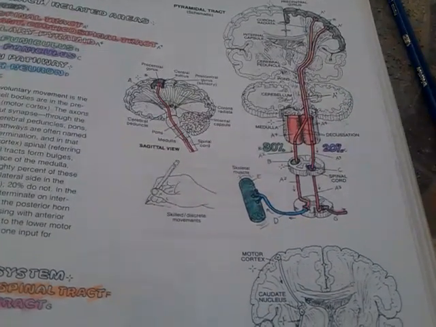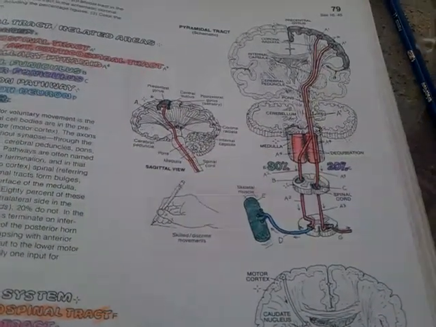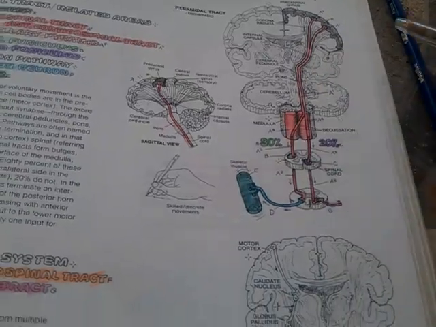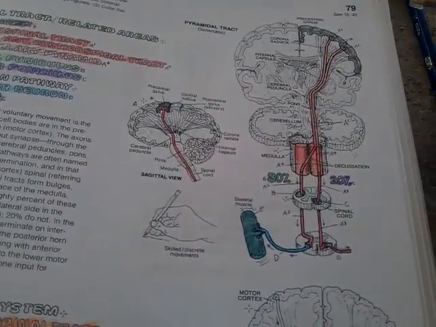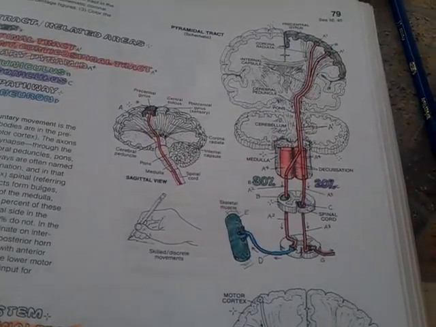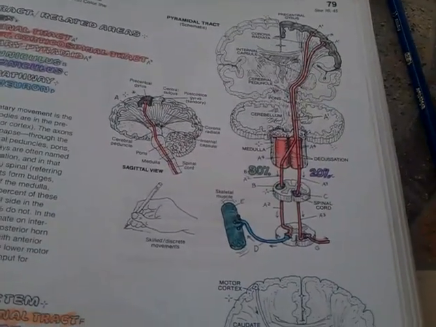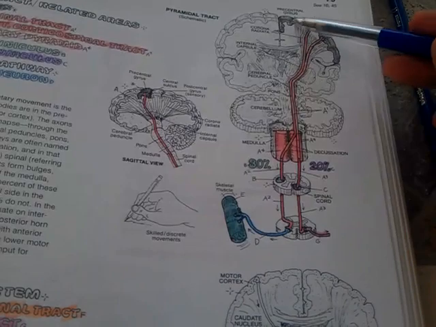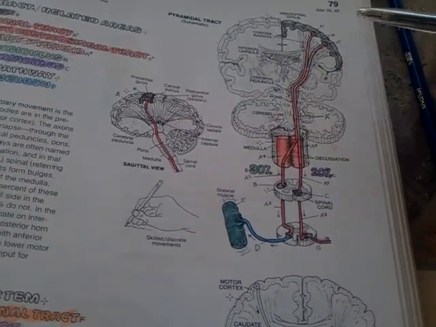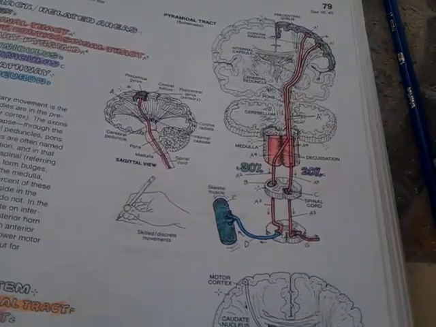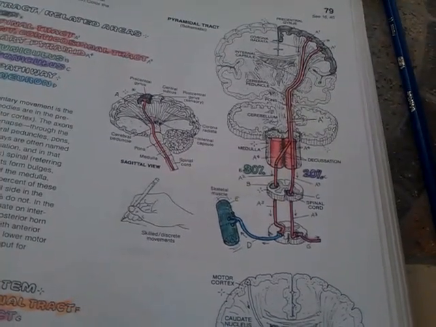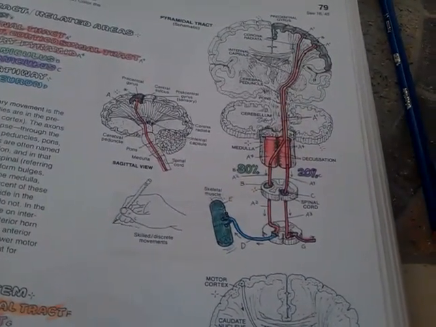You have the pyramidal system and the extrapyramidal system. This is the pyramidal system, this is the extrapyramidal system. The pyramidal system is responsible for voluntary movements. It includes cortical motor centers and pyramidal tracts. The pyramidal tracts are corticospinal tract and corticonuclear tract.